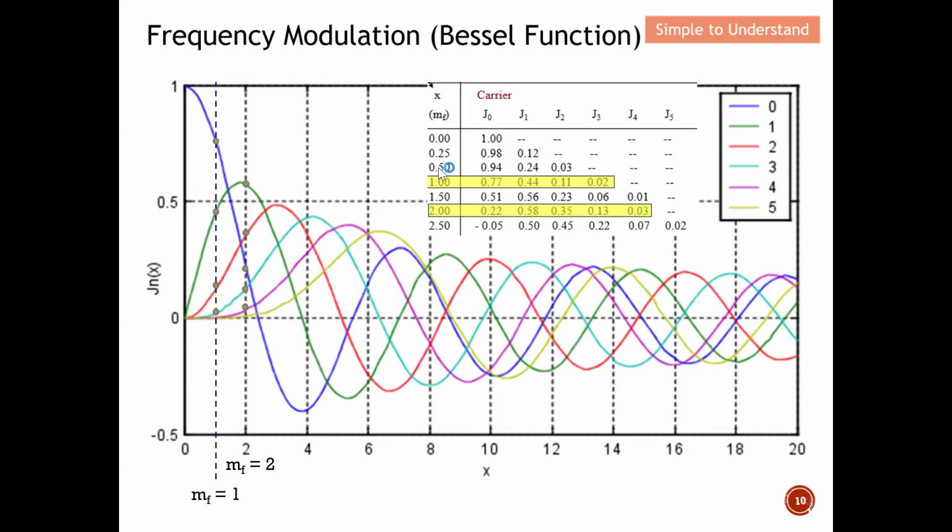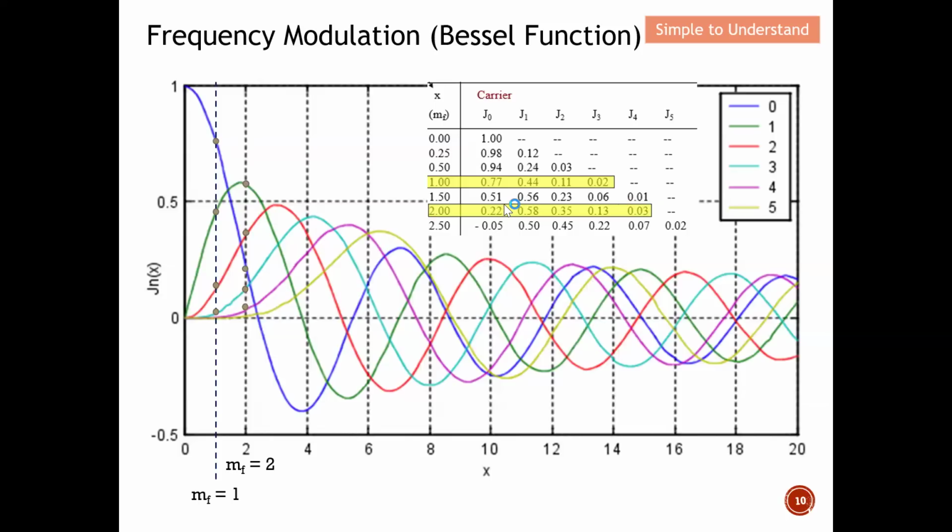As for modulation index 2, you need to be very careful, because the first one is on the blue line, which is about 0.22, shown over here. The second one is the green line, which is around 0.58, illustrated here. The third one is the purple-red line here, which is around 0.35. And this goes on and on.